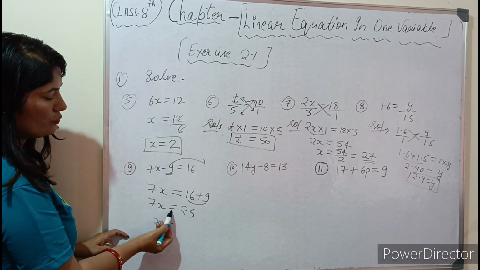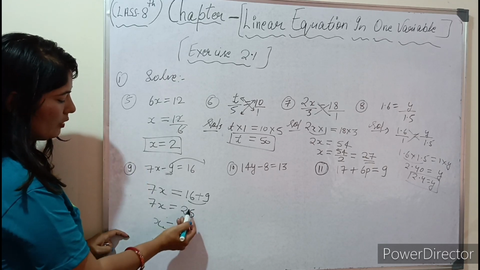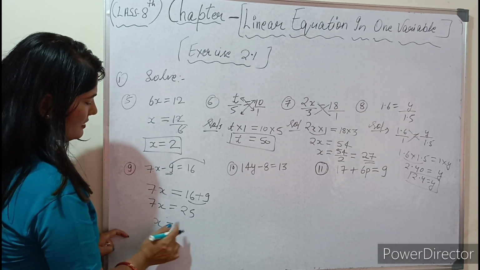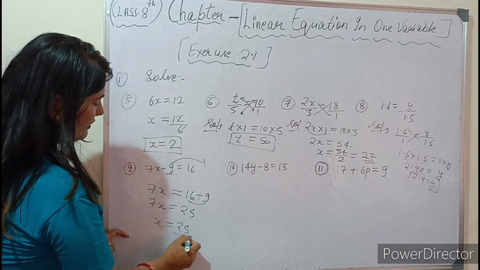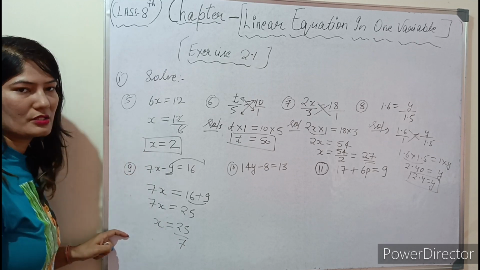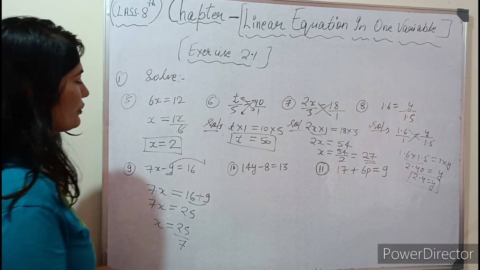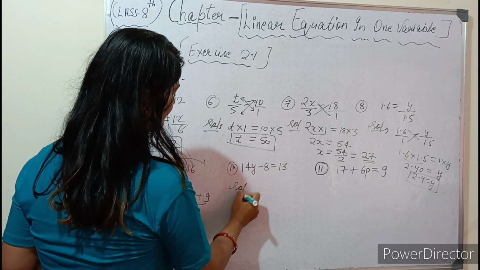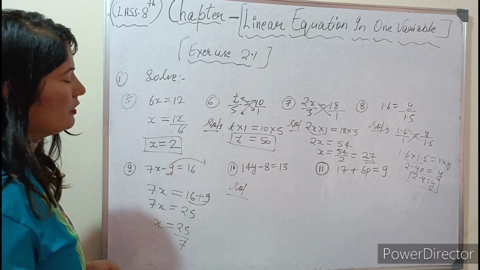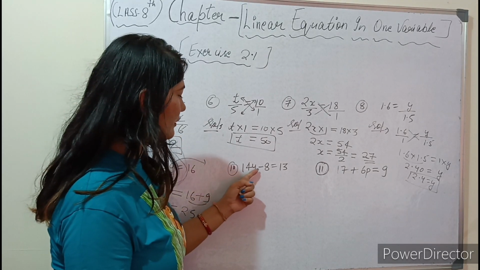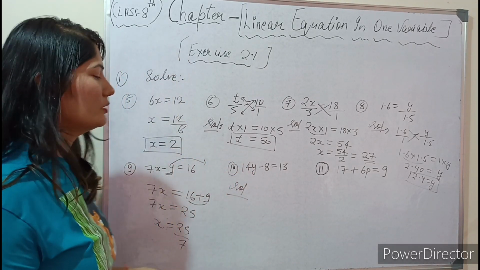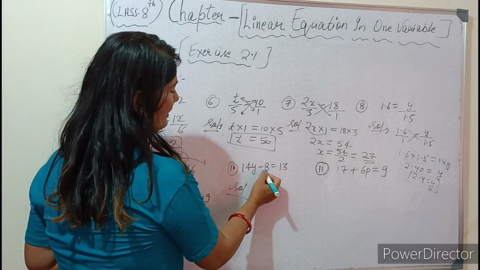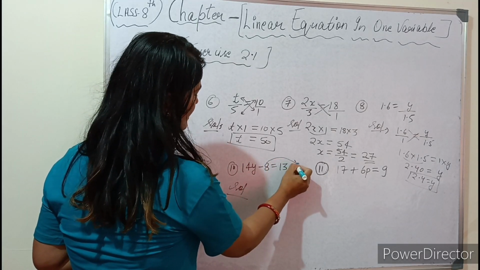Again here equals to means division, you will divide both the numbers. So the value of x is 25 by 7. This is your answer. Moving to the 10th part. Same here in 10th part, 14y minus 8 is equals to 13. Same, this minus 8 we will shift to the RHS side.